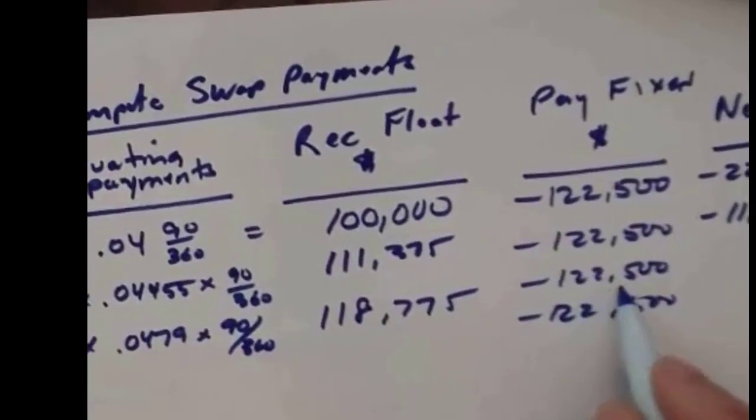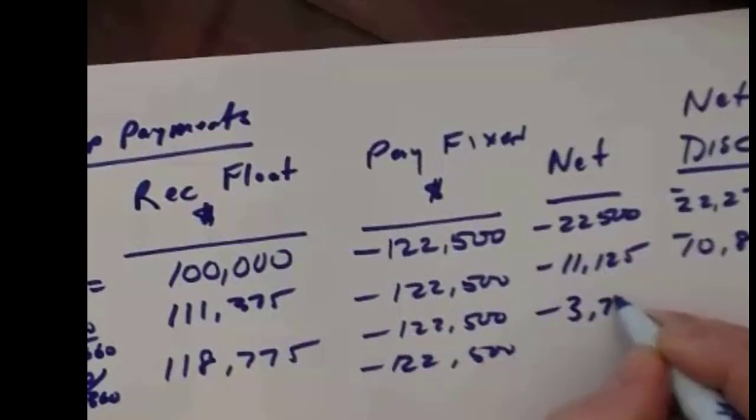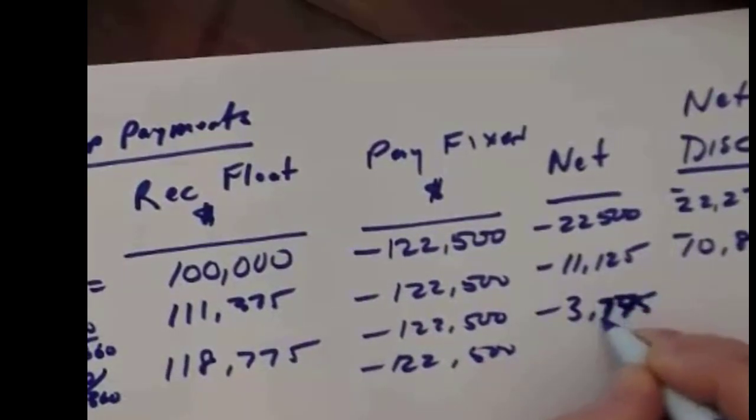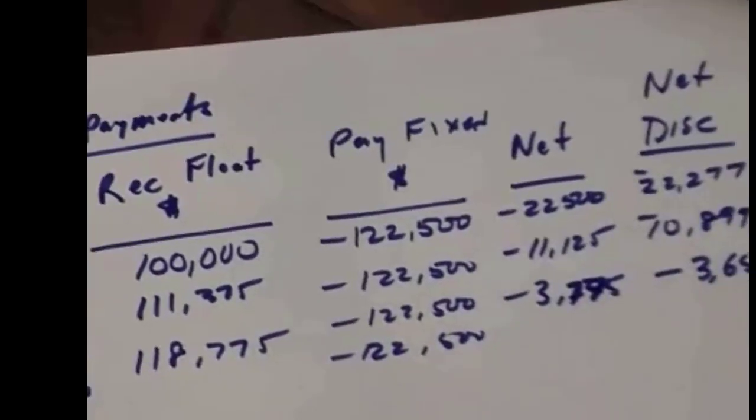We subtract out the fixed payment. The net is minus 3,775. And that comes out to be the present value of that, discounted at 0.9677 off our table, is minus 3,653.